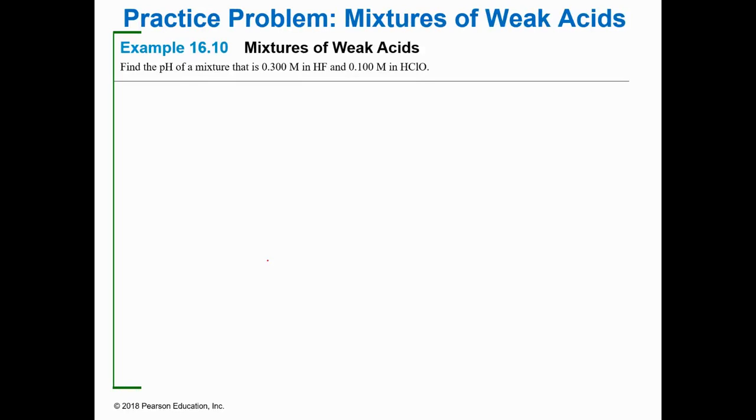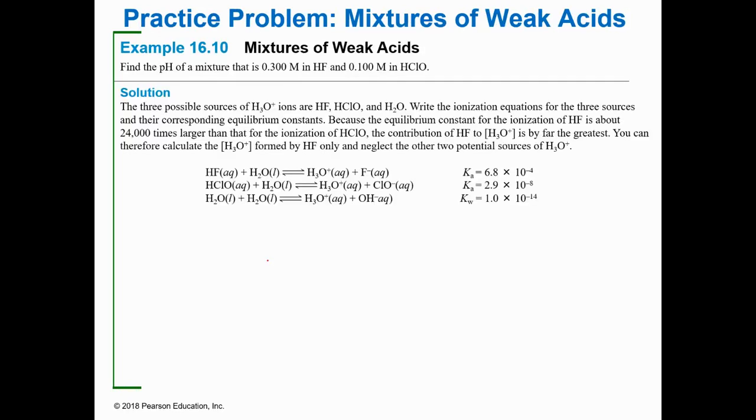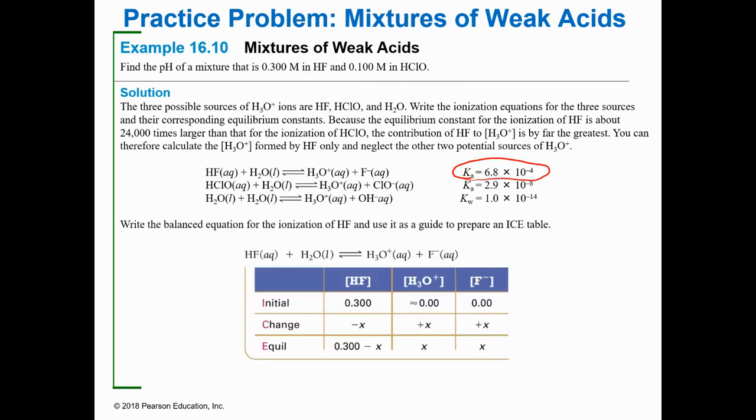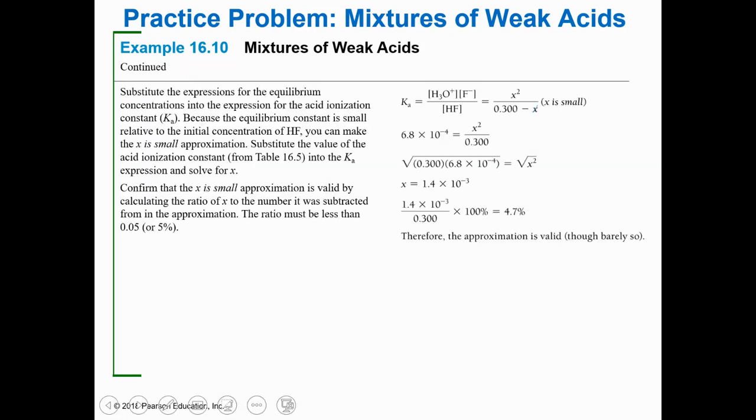So when we look at these, first, you need to look at their Ka values. Also, don't forget water could be the stronger one, so water needs to be included as well. It is clear to me that HF is the stronger one because its Ka is bigger. So we're only going to do it for HF. So we do our Ka table with ICE, and they solve it.